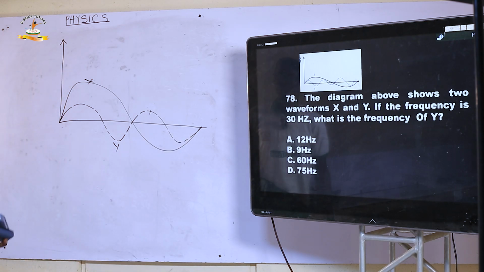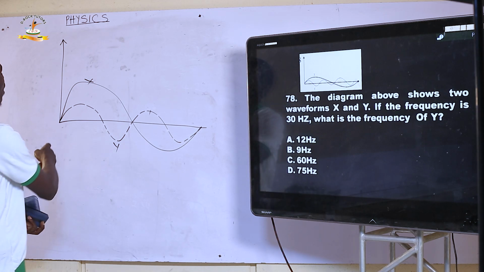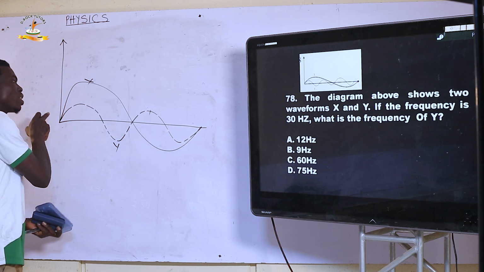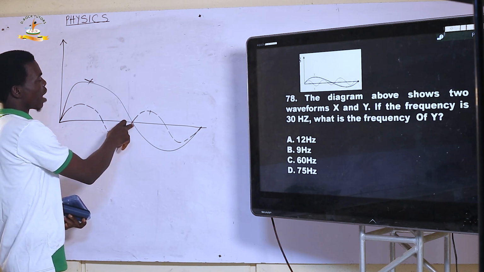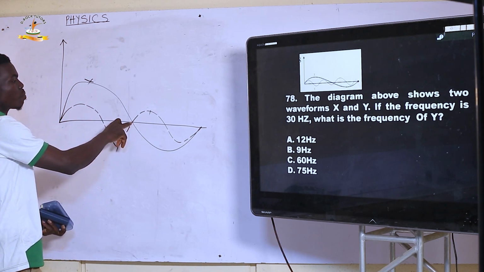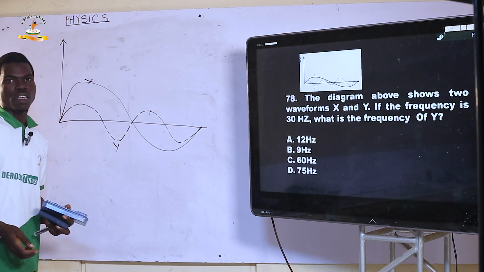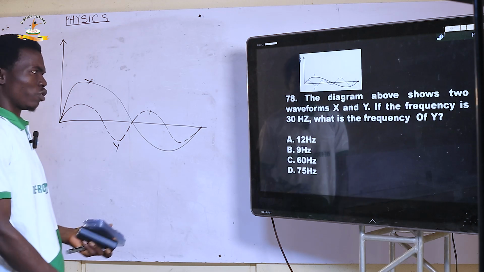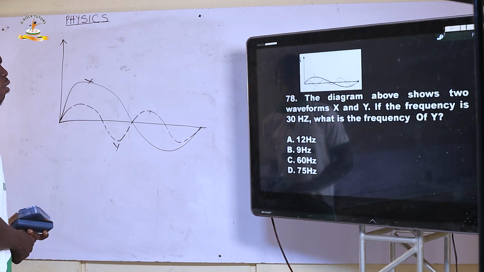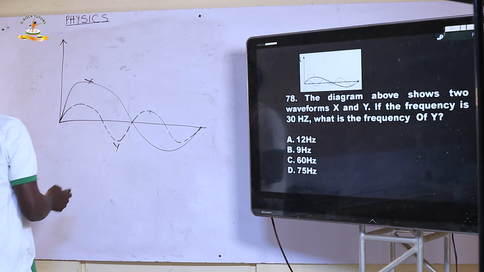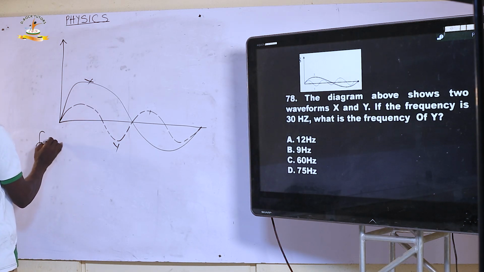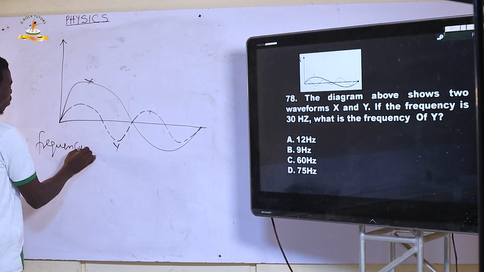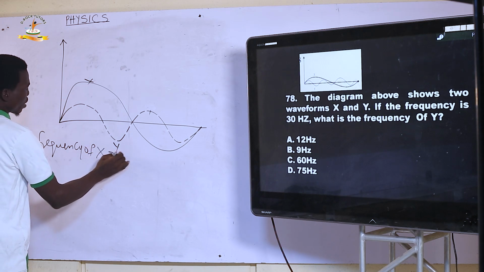Alright, now when we look at this, there is a kind of interference that actually happens between x and y. Let's look at their source. They pick up at the same point, and they are interfering at this point. Then there is a relationship between x and y. Let's now try to establish such a relationship. The question says the frequency of x is 30 Hz.